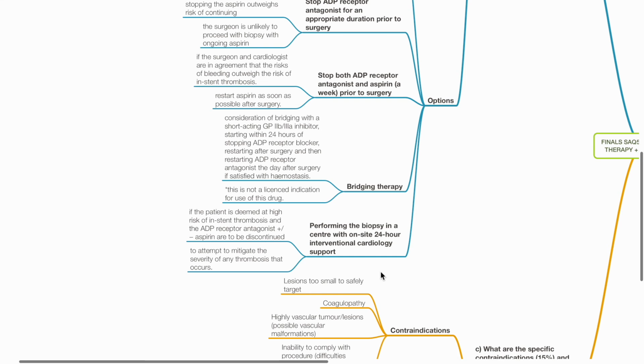Consider performing the brain biopsy in a center with on-site 24-hour interventional cardiology support if the patient is deemed at high risk of in-stent thrombosis and the ADP receptor antagonist and aspirin are to be discontinued. This is to attempt to mitigate the severity of any thrombosis that occurs.